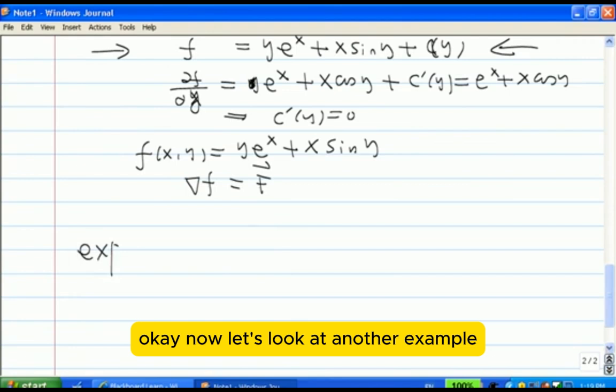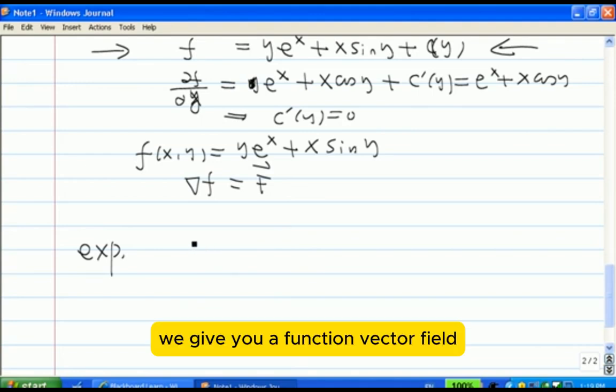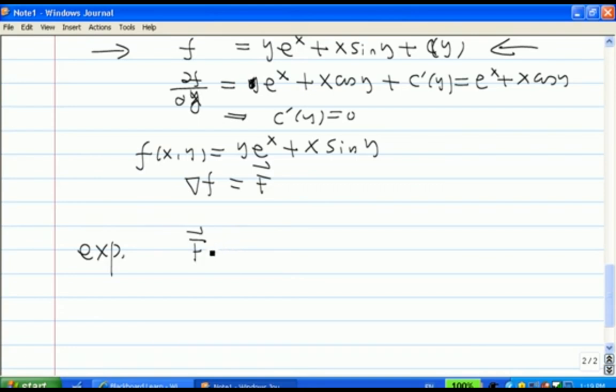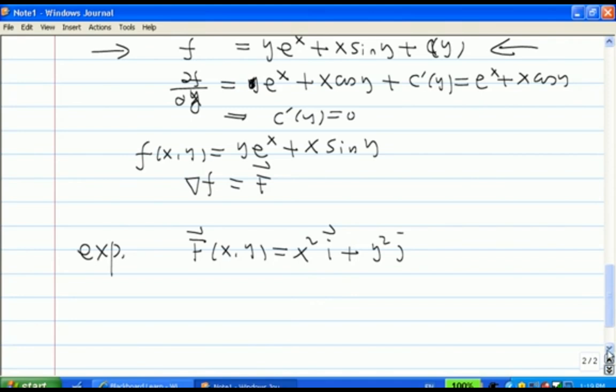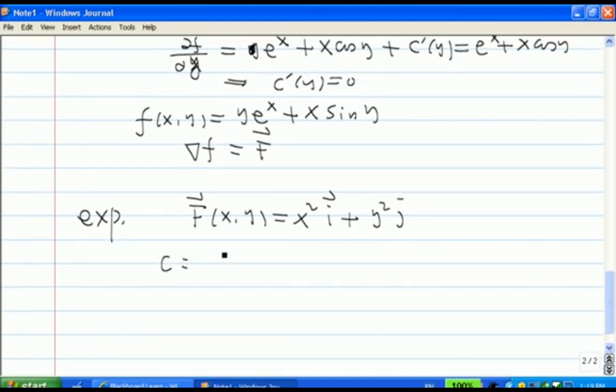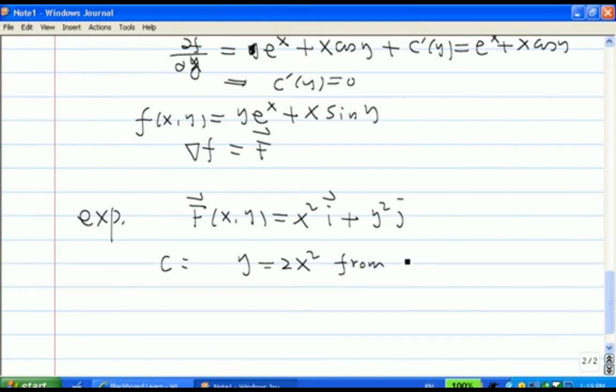Okay, now let's look at another example. In this example, we give you a vector field, x squared i plus y squared j. And we give you C here. C here is part of a parabola y equals 2x squared from point (-1, 2) to (2, 8).